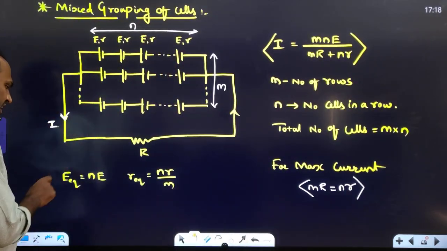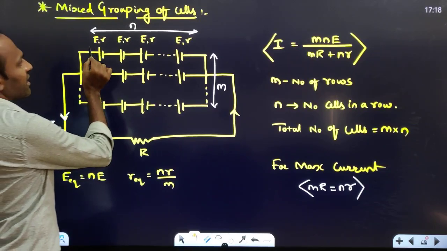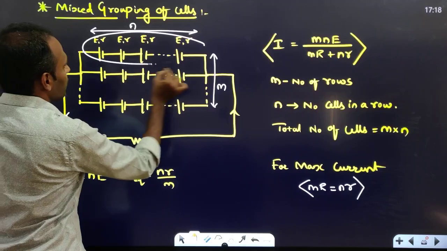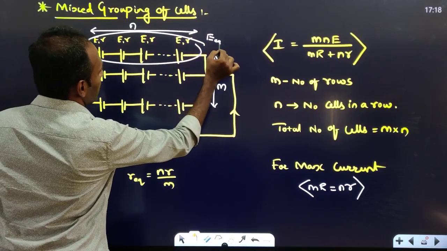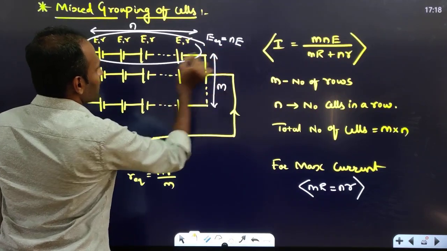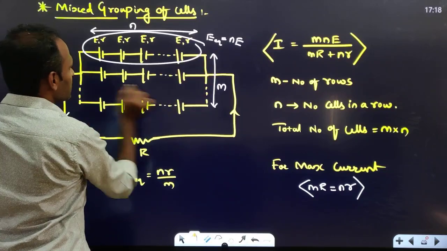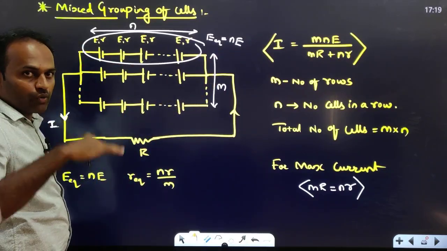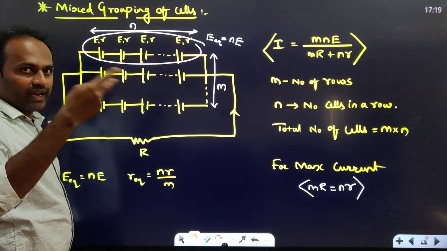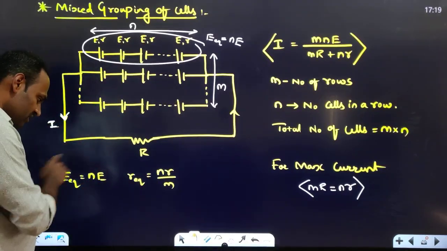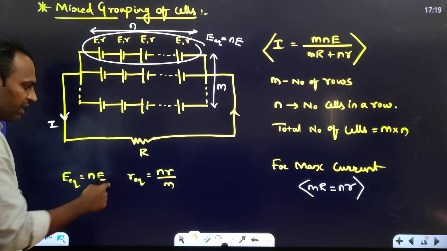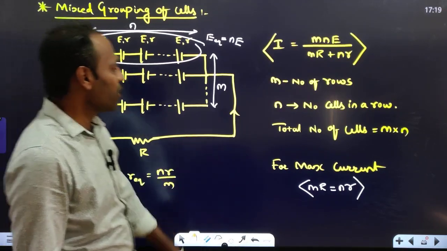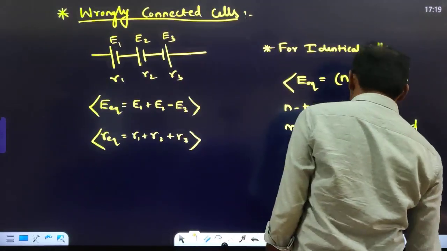Next, here equivalent EMF. See here, there are N identical cells in series. So in one row, what is the effective EMF? N into E. So this row N into E, this row N into E, this row N into E, all in parallel. So for identical EMFs in parallel, the effective EMF stays the same. E equivalent is equal to N into E. Equivalent resistance is N into r divided by M, number of rows, right? So this is how we have to find the current in the mixed combination of cells.